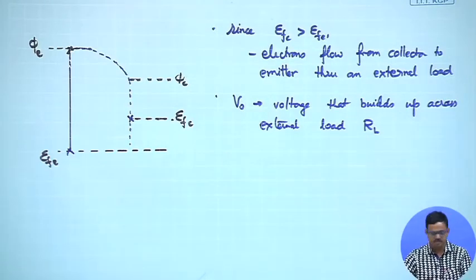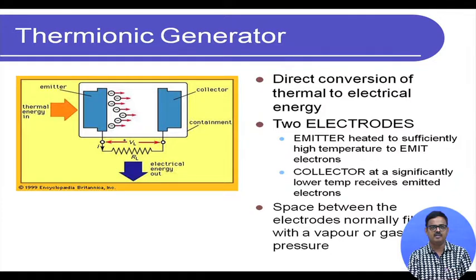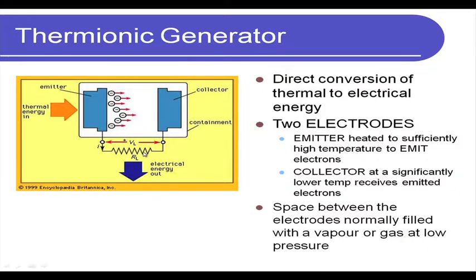Recall from the slide that RL is this external load, and VL is the voltage that we will measure once the current starts flowing. Remember, the electrons are flowing from collector to emitter, therefore the direction of current flow is opposite to that of the electrons, which is from emitter to collector. So this is how we get electrical energy out. Clear? So far so good.